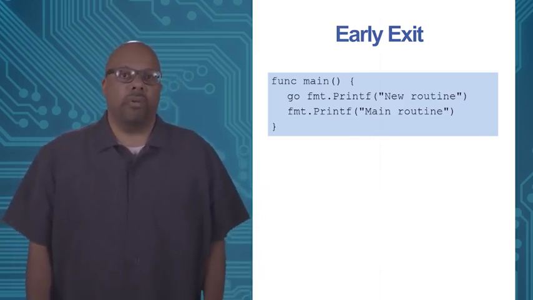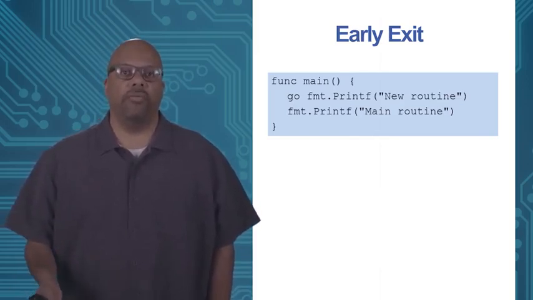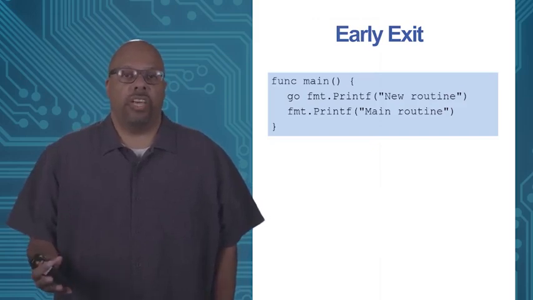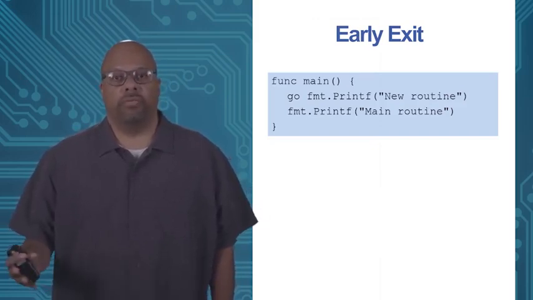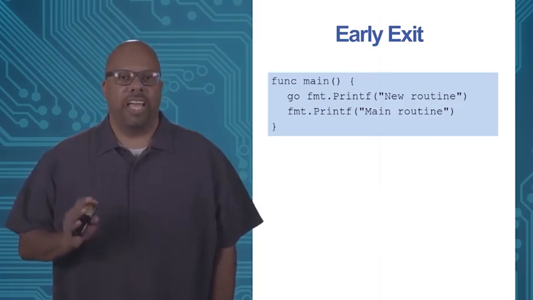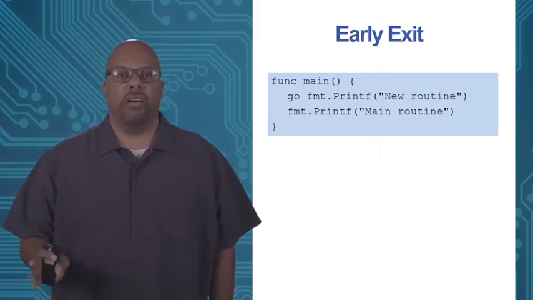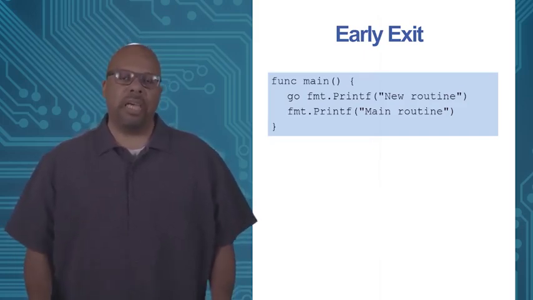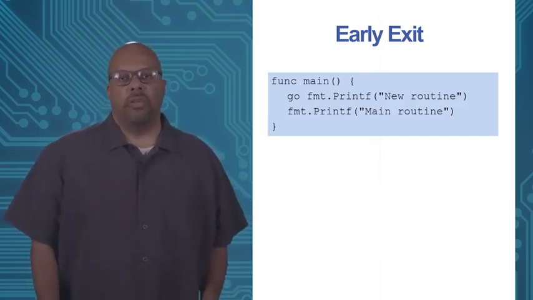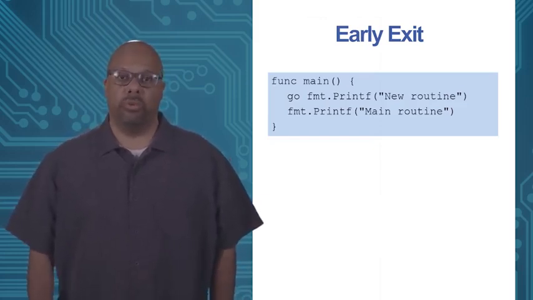So in this main, it's pretty simple. The first thing it does is create a new Go routine, which should just do a printf and print new routine. And then after that, or not, we don't know the order, at some other point in the main Go routine, fmt.Printf main routine. So you expect to see two things printed on the screen, main routine and new routine. And you wouldn't necessarily know what order these two are going to get printed in, right?